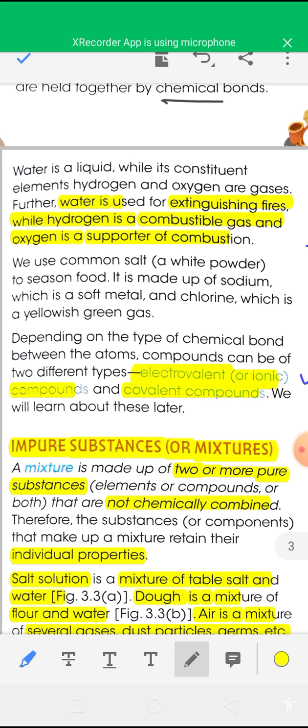Depending on the type of chemical bonds, compounds are of two types, based on the chemical bond present in them: electrovalent compounds, or ionic compounds, and covalent compounds.